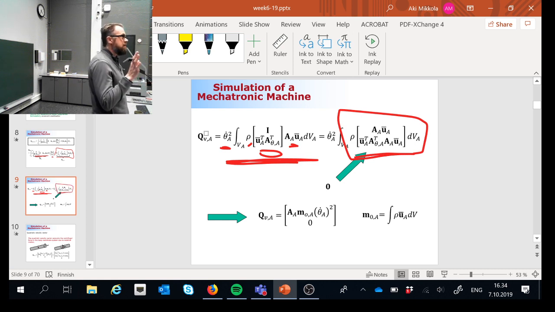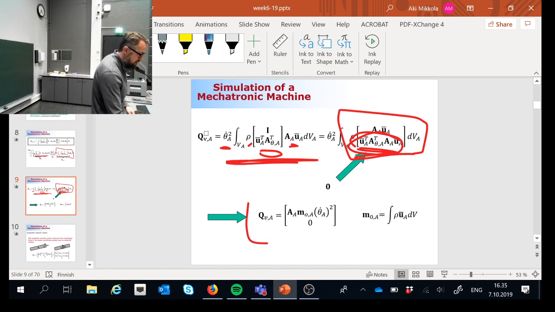Now, in order to understand what I'm about to say next, you should take a look at the notes that are available in the Moodle database. This part of the equation, the one that is inside of the circle, is equal to 0, regardless of what the vector u bar is, regardless of any other components. This is a mathematical proof that is explained in detail in the lecture notes. So take a look at that. This part here will disappear from my final expression of the quadratic velocity vector.